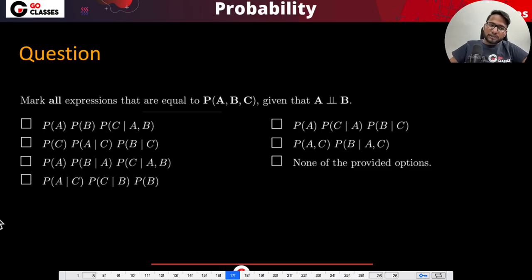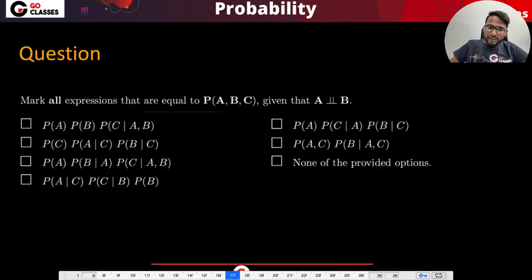Now in this question, they are saying mark all the expressions that are equal to probability of A comma B comma C given that A and B are independent. So just try it out and then we will solve it. I mean, just pause this video and try it out. They are saying that given that A and B are independent, what is this expression equal to? So let's just see this first option. They are saying probability of A, that is okay. Now generally that is equal to probability of A into probability of B given A. But since they are independent, you can definitely write like this. And then yes, so I think this is true, right?